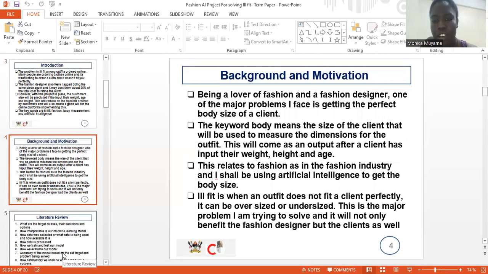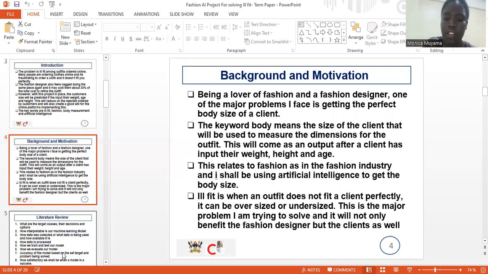Being a fashion lover and a fashion designer, the major problem I've faced is getting the perfect size of a client. The keyword body size means the size of the client that will be used to measure the dimensions for the outfit. This will come as an output after the client has input their weight, height, and age.